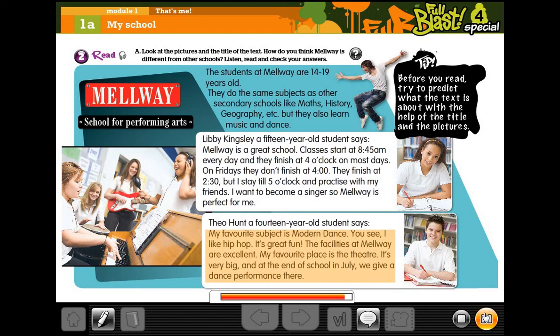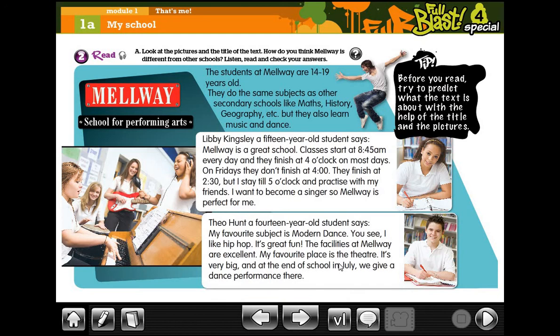My favorite place is the theatre. It's very big, and at the end of school in July, we give a dance performance there. Please highlight this word, theatre. Theatre means a big building where shows are performed on a stage. Please repeat after me, theatre. So here, what do they do at the theatre at the end of school in July? Very good. At the end of school in July, they give a dance performance. Very good.